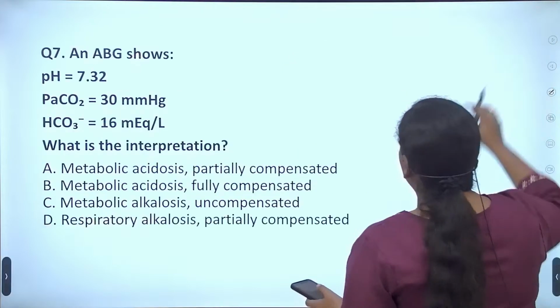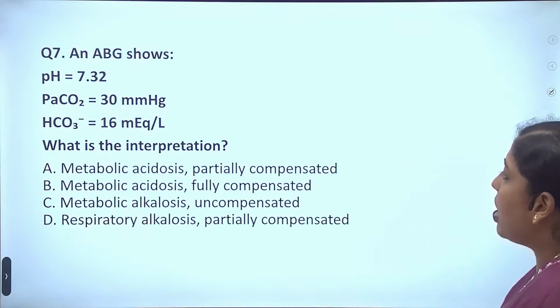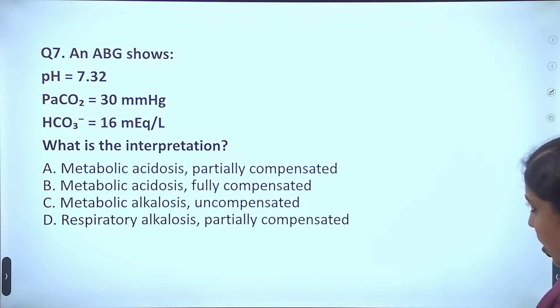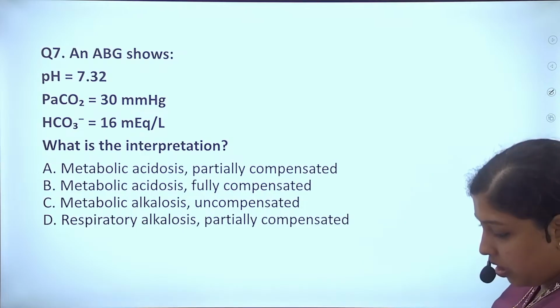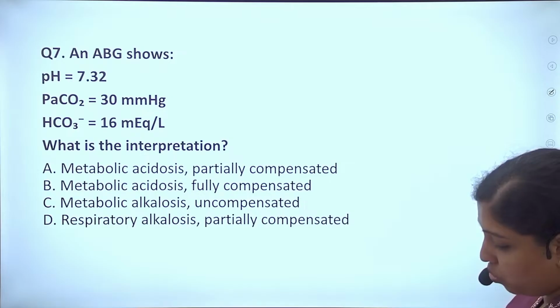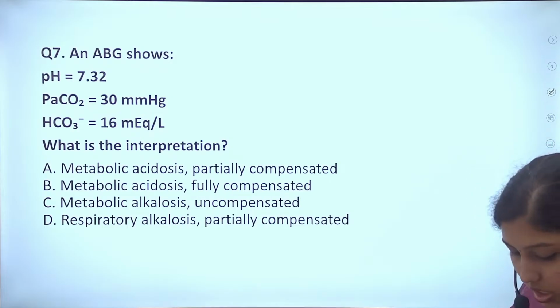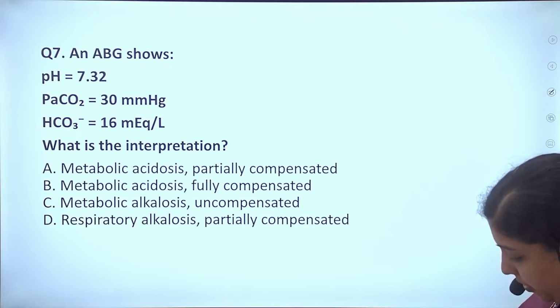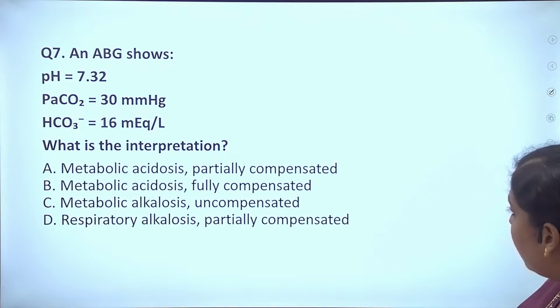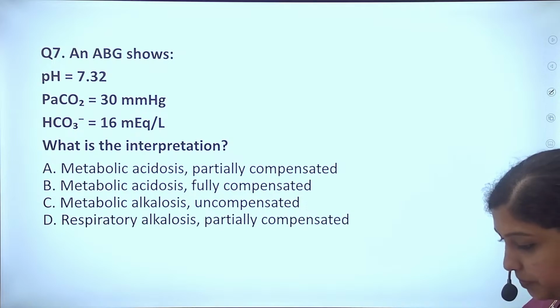So next, we will go to the next question. An ABG showing pH 7.32, PaCO2 30 mmHg, HCO3 16 milliequivalent per liter. What is the interpretation? Here you have to use your full knowledge and answer this question like a rapid fire. What is the correct answer?